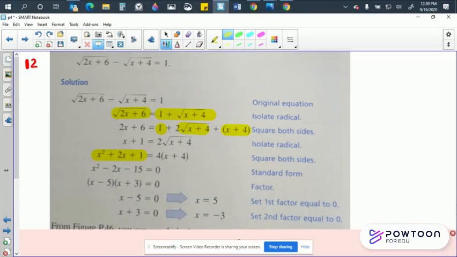Now you do have to be careful. Like when we plug the 5 in for the x's in our equation, we end up getting 4 minus 3, which is 1. But when we plug the negative 3 in, we're going to get 0 and 1 on this side, and 0 minus 1 is negative 1. So our 3 gets knocked out of our solution set, and our only solution is 5.